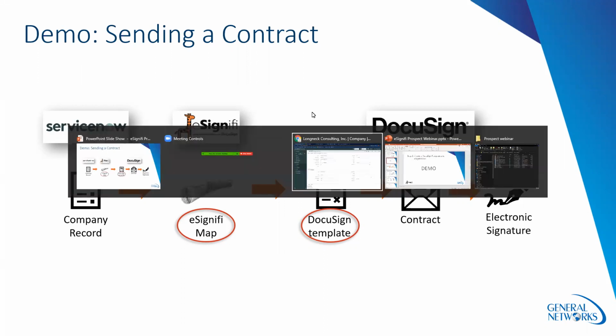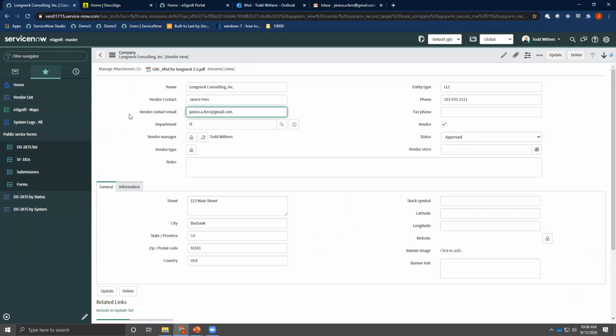So let me switch over to ServiceNow. This should look somewhat familiar. This is the ServiceNow platform. This is a vendor screen in ServiceNow. This is an off-the-shelf table that's available in ServiceNow. eSignify works with any kind of table, whether it's a custom table or one of the off-the-shelf tables. And in this case, you'll see that I have an attachment on this vendor record. It's a master services agreement that I'd like to get signed with LongNet Consulting.